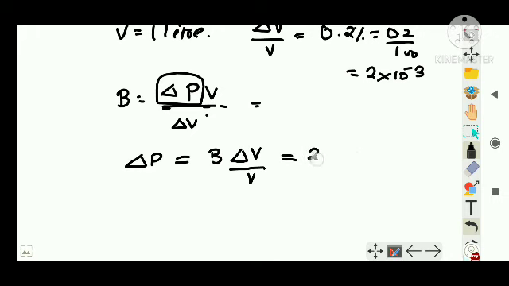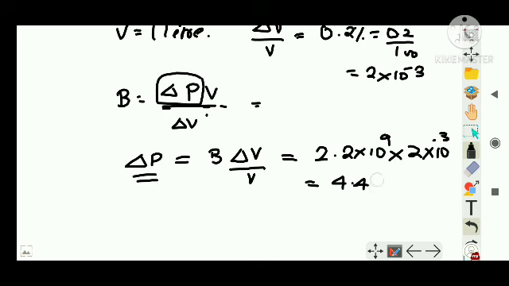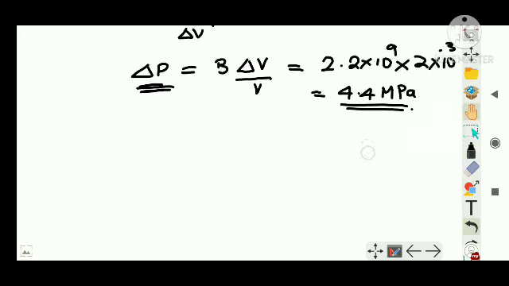And bulk modulus is 2.2 into 10 to the power 9, right? That is the bulk modulus, and delta V by V is 2 into 10 to the power minus 3. So you can find the pressure, right? You will get 4.4 megapascal as the answer. So you are asked how much is the pressure, you just have to use the bulk modulus equation, right?